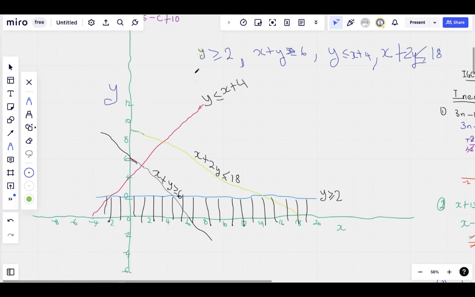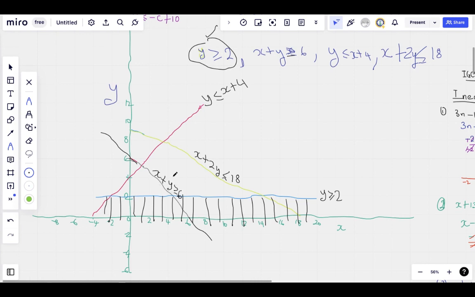Now we shaded this first one, so we can circle the one we shaded. We shaded this one, so we're done with it. So we have to shade this one: x plus y is greater than 6. To know where to shade, you can test on this side of the line or on this side of the line. So we see whether it will be greater than 6.